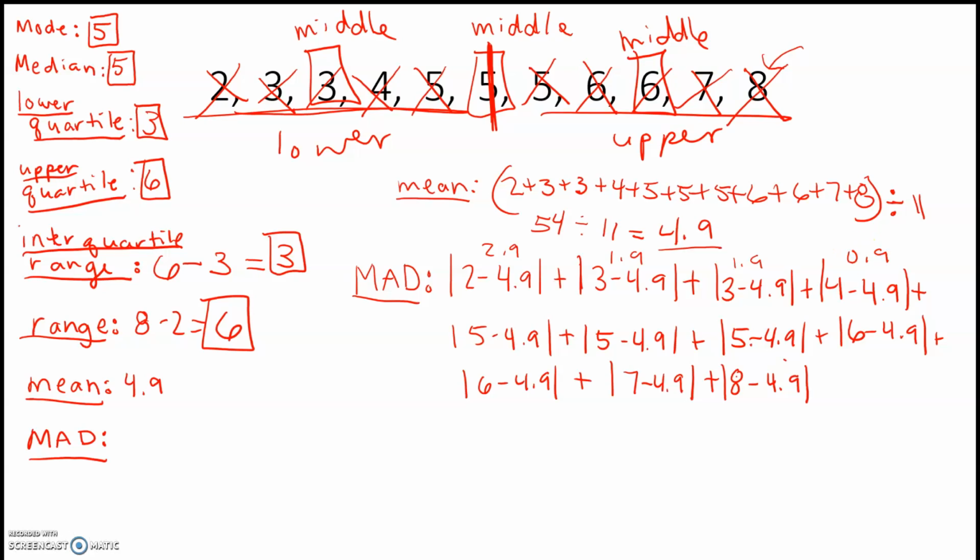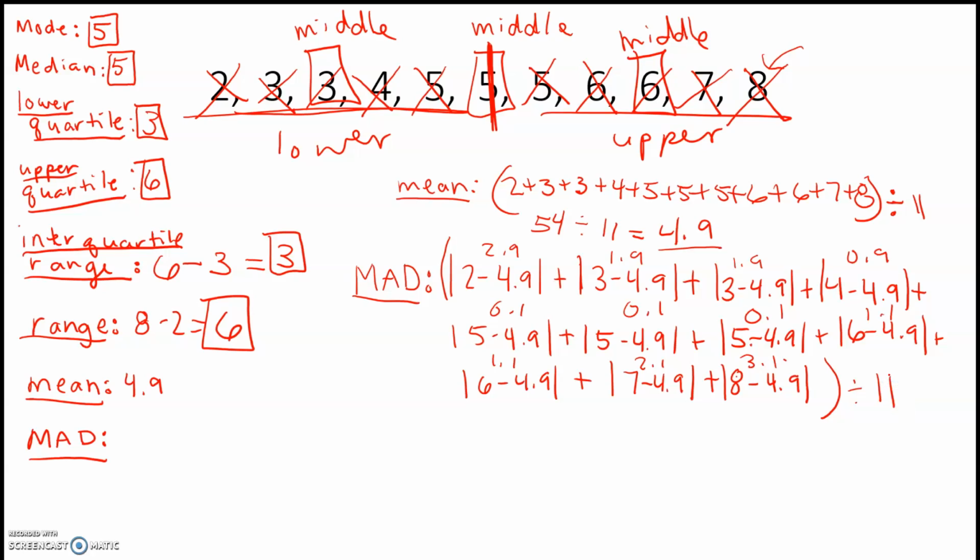And then 5 is going to be 0.1, 0.1, 0.1. And then 6 is 1.1. And 7 is 2.1. And 8 is 3.1. Okay, once you're done with that, you're finding the average of these.